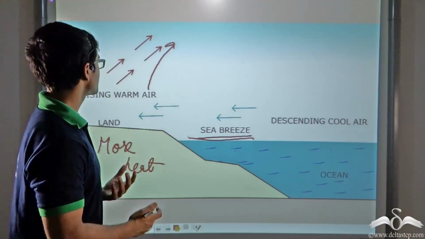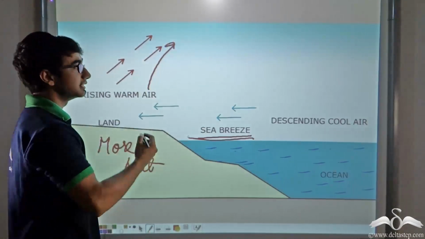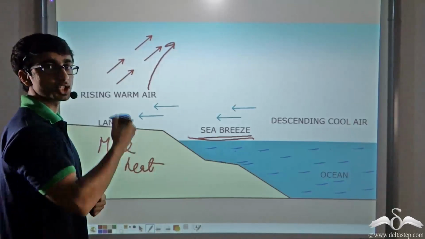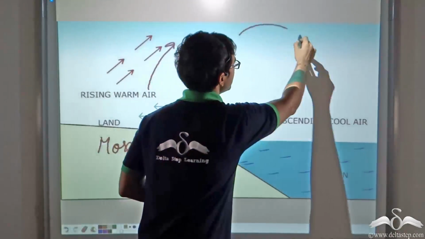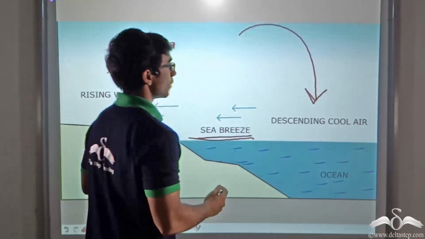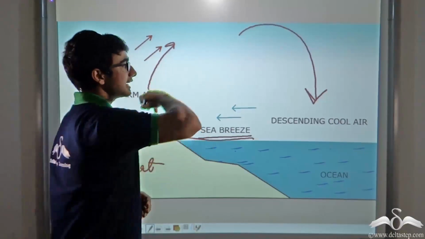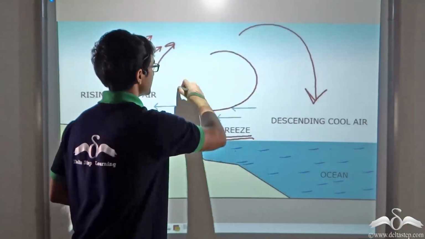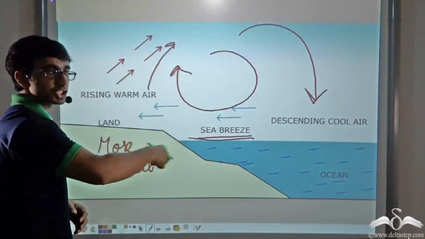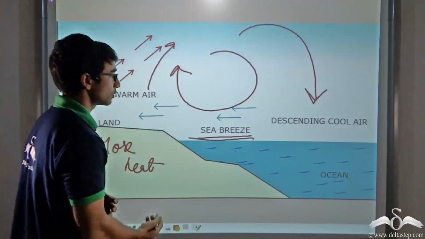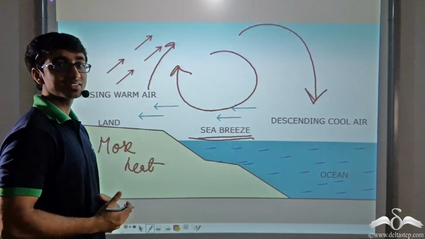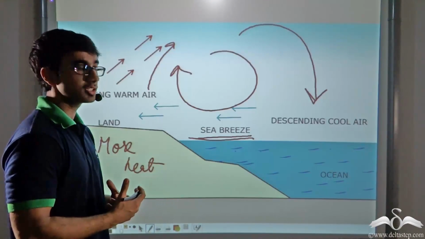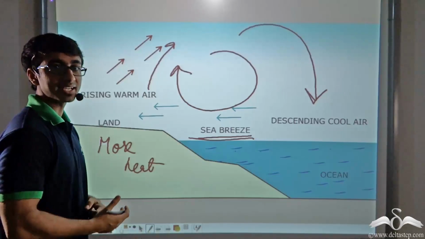Now what do you think happens to the rising warm air? This warm air, once it reaches the top of the atmosphere, becomes cool and starts descending once again. So once this warm air descends, the entire process is repeated once again. And this circulation of air gives rise to what is known as sea breeze in the morning. Both land and sea breeze are the immediate effects of convection in gaseous medium, that is air.